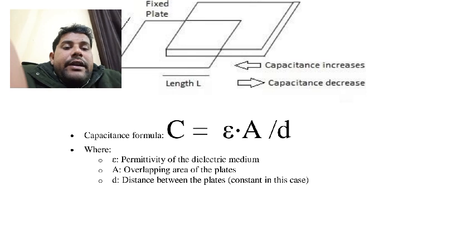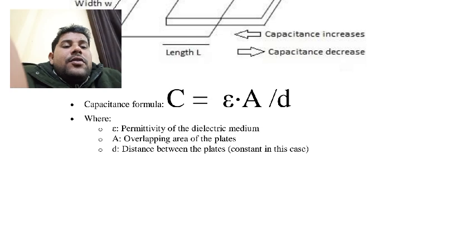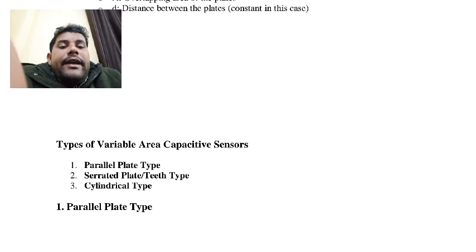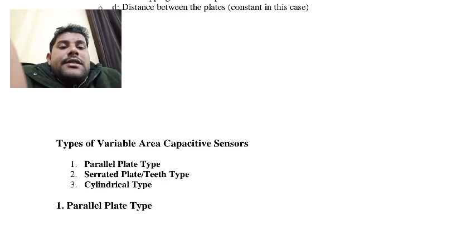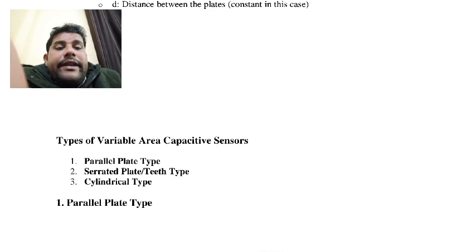Permeability of medium and low edge overlapping plates, d the distance between the plates is constant. Three types of variable area capacitance sensor: first is the parallel plate type, second is the separated plate type, third is the cylindrical type.